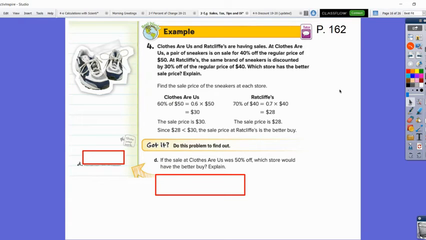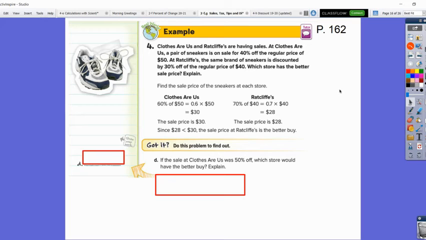All right, here's another example now, comparing some things, which is pretty common. Okay, two stores are having sales. One has a pair of sneakers on sale for 40% off of $50, and another place has the same brand of sneakers for 30% off of $40. Well, which store has the better price? This is a real world problem that you can use all of the time to save money. If you don't understand percents, then you lose money by not making the best decisions on finding things that are cheaper.